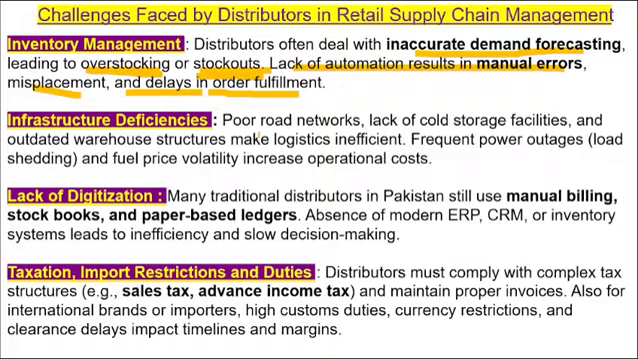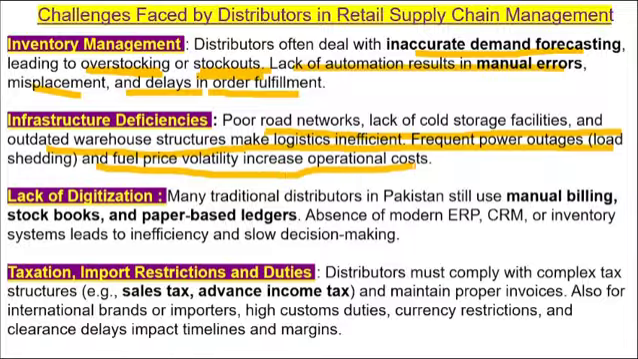Infrastructure deficiencies: poor road networks, lack of cold storage facilities, and outdated warehouse structures make logistics inefficient. Frequent power outages, load shedding, and fuel price volatility increase operational costs. So this is the challenge that distributors mainly face.